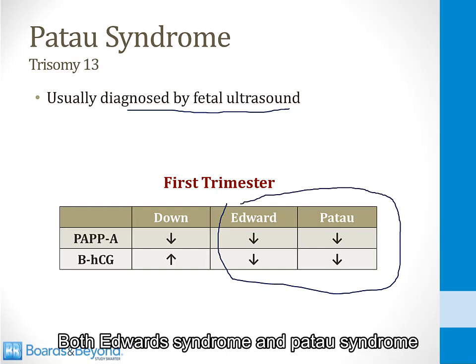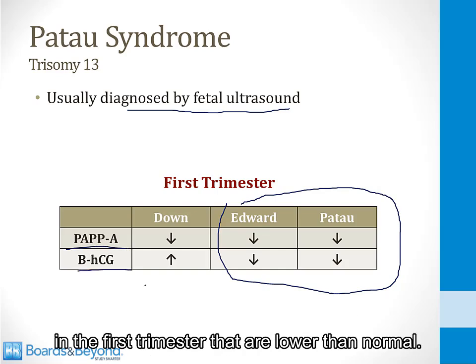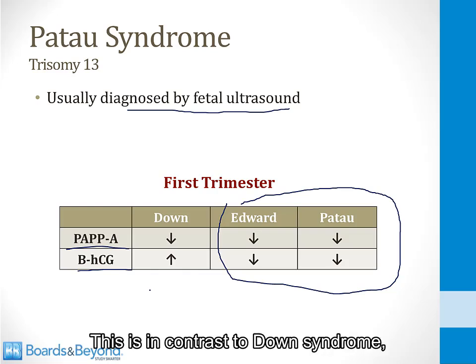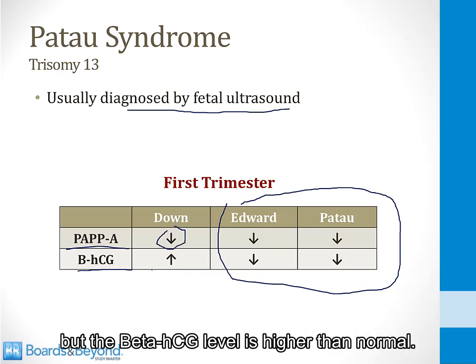Both Edwards syndrome and Patau syndrome give levels in the maternal serum of PAP-A and beta-HCG in the first trimester that are lower than normal. This is in contrast to Down syndrome, where the PAP-A level can be lower than normal, but the beta-HCG level is higher than normal.